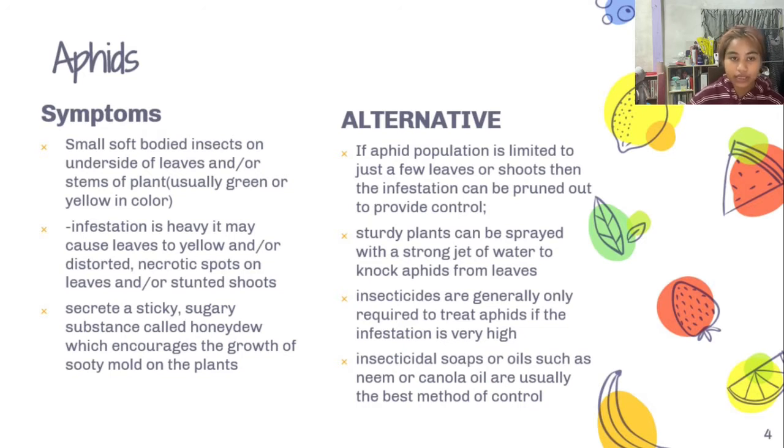Insecticides are generally only required to treat aphids if the infestation is very high. Plants generally tolerate low and medium level infestation. Insecticidal soaps or oils such as neem or canola oil are usually the best method of control. Always check the labels of the product for specific usage guidelines prior to use.